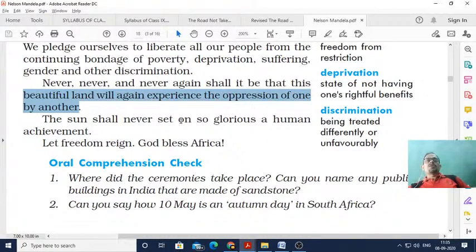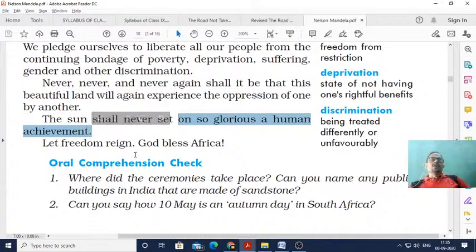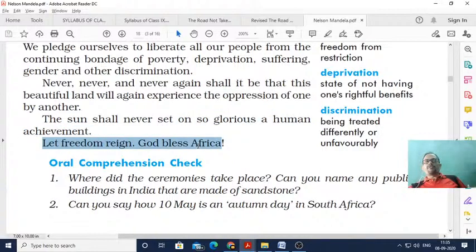The sun shall never set on so glorious a human achievement. This is a very remarkable day. This is a very memorable day for each one of us. Therefore, the sun shall never set on so glorious a human achievement. It is metaphorically speaking. He is saying the sun will never set on such a glorious human achievement, meaning the prosperity and progress of the country of South Africa will continue and remain forever. Let freedom reign, God bless Africa. And he says, let freedom reign. Reign means exist, continue. Reign here refers to continue or prevail. So he says, let freedom reign, God bless Africa. God bless South Africa.